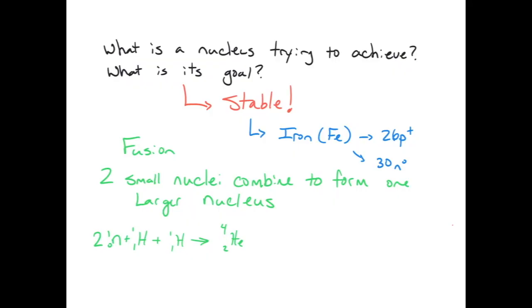And when those atoms combine to form a new nucleus, a lot of energy is released, which is how the sun is able to produce heat and light that can allow for life to form on our planet.